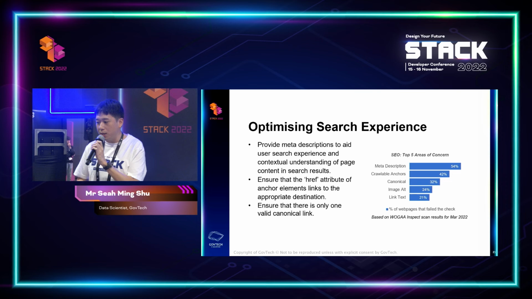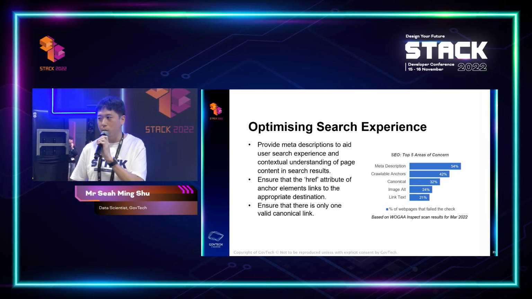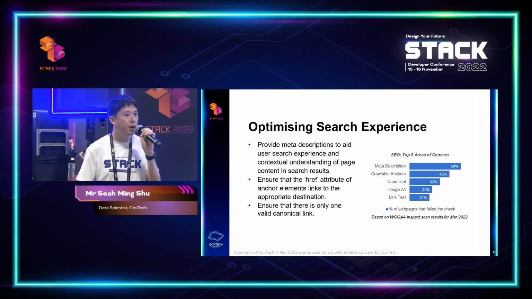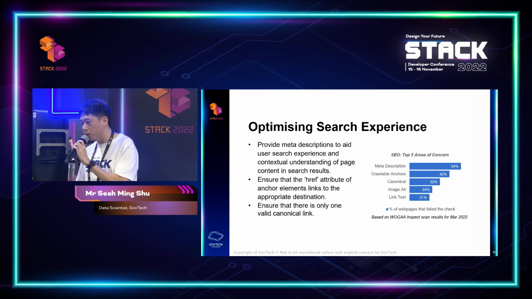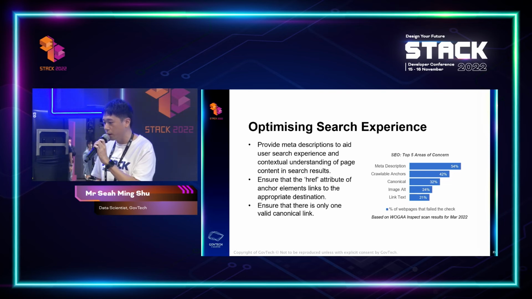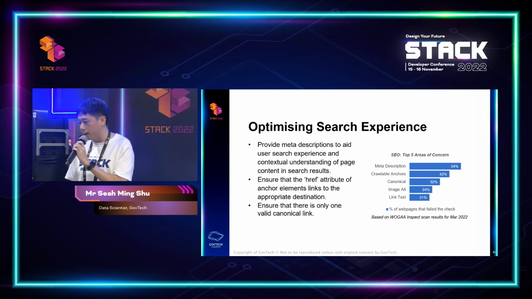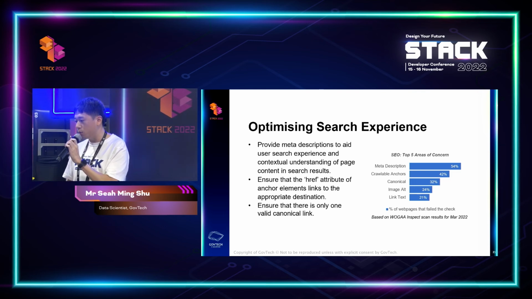In terms of optimizing search experience, similarly, we have used WOGAA Inspect to identify the areas of concern for most of the government websites. In this case, there are a few things. For example, the meta description, which verifies that the document has a meta description that can be included in search results to summarize the page content. Another thing is crawlable anchors. This verifies whether the links are crawlable, as search engines may use the href attribute to crawl the websites and discover more pages.